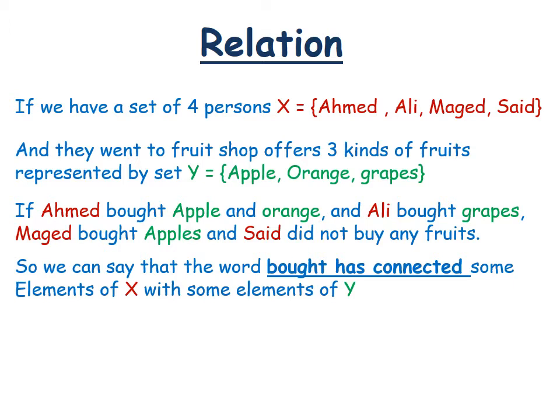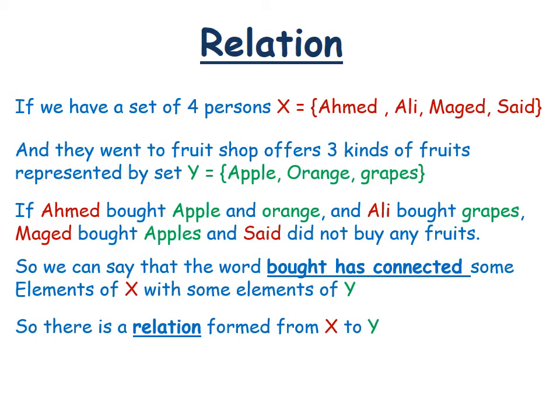Before the buying process, there is no connection between X and Y. What makes a connection between X and Y? The buying process itself. When some elements or some people belonging to X bought some fruits belonging to Y, I had connected X with Y. So the buying process, or the word bought, has connected some elements of the set X with some elements of the set Y.